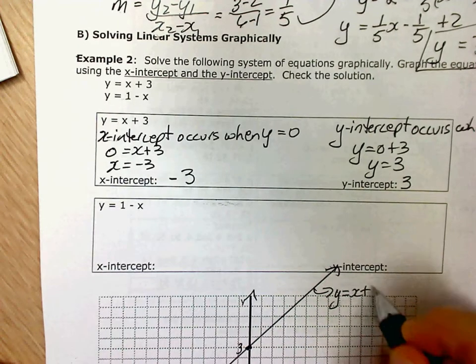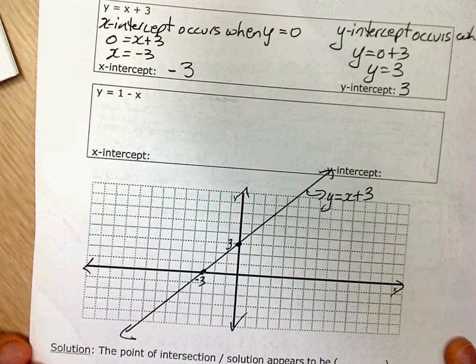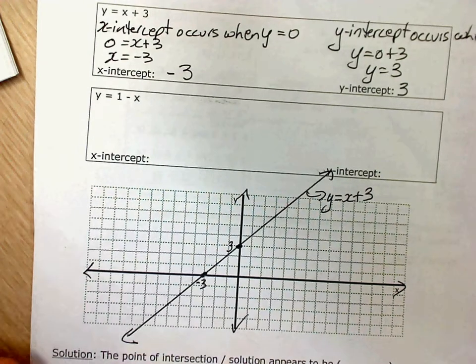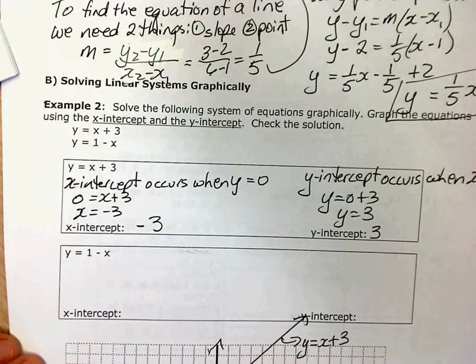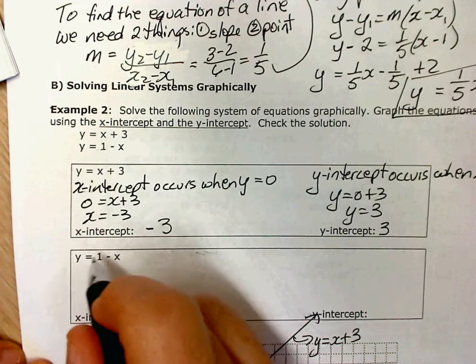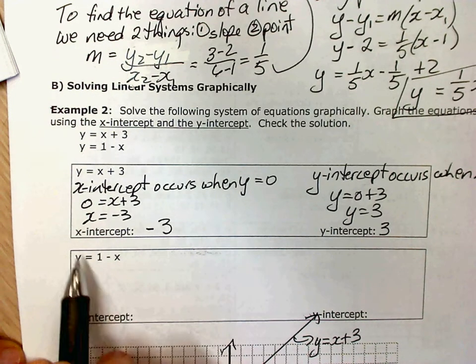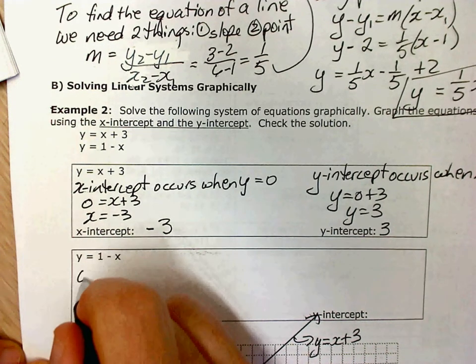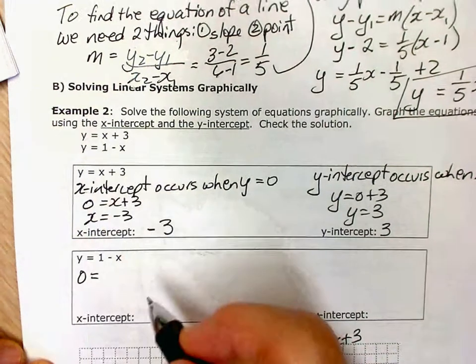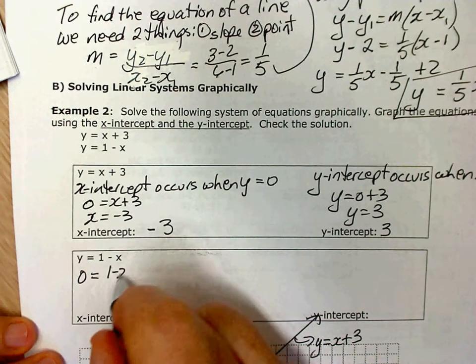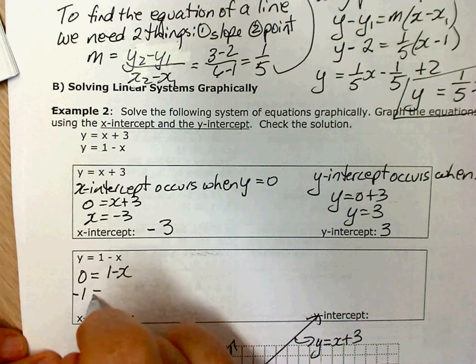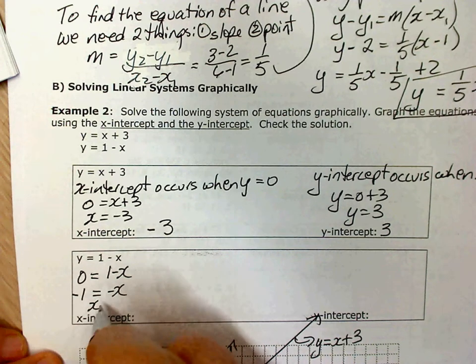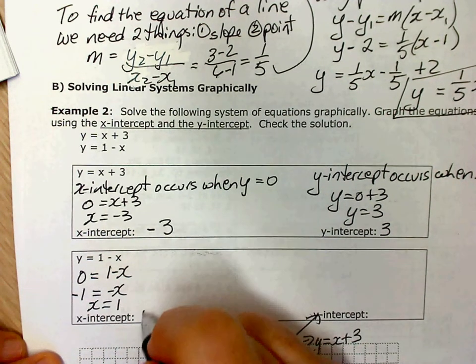You should label your graphs. You want to communicate clearly. Okay, let's look at this one. Where again the x-intercept occurs when y equals 0, just like up here. So 0 equals 1 minus x, negative 1 equals negative x, or x equals 1. So our x-intercept is 1.